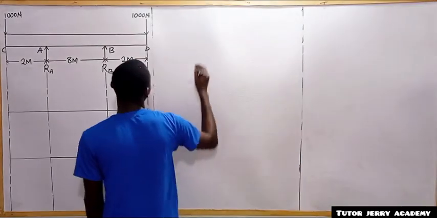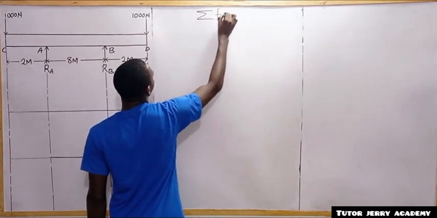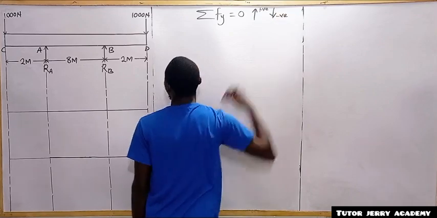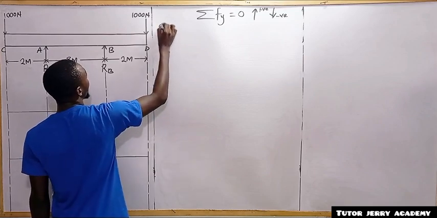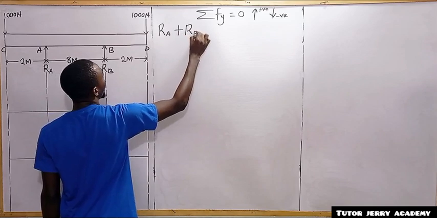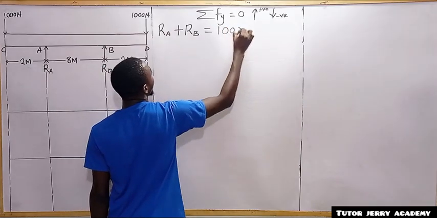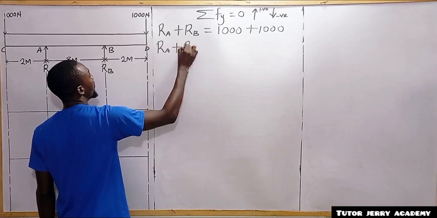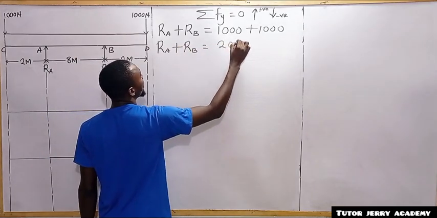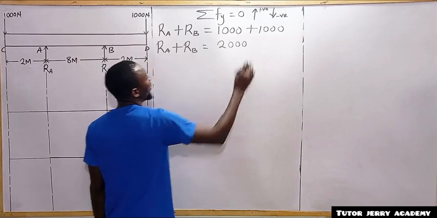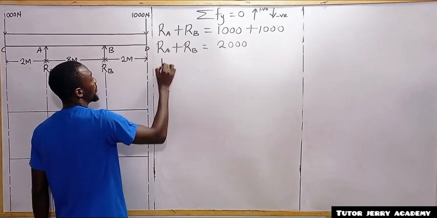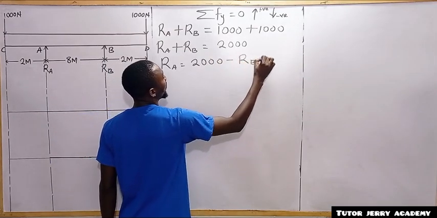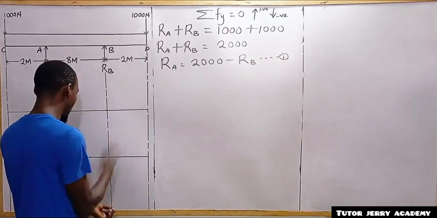All right, so we'll be starting with the summation of the upward forces equals 0, with upward force positive and downward force negative. The upward forces that we have here are our RA plus our RB, which will be equal to 1000 plus 1000. So RA plus RB will be equal to 2000. This will be our equation 1, or we can make RA the subject. So RA will be equal to 2000 minus RB. Let's call this equation number 1. I hope we understand.